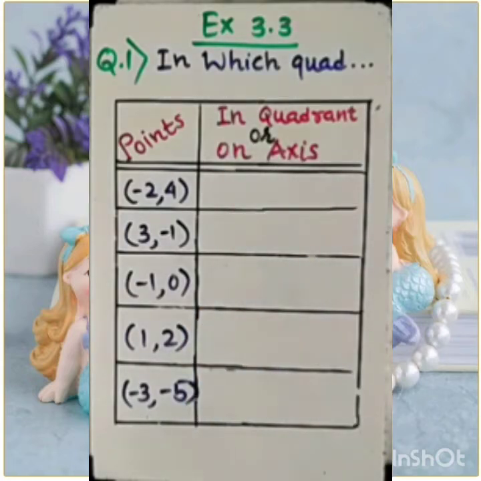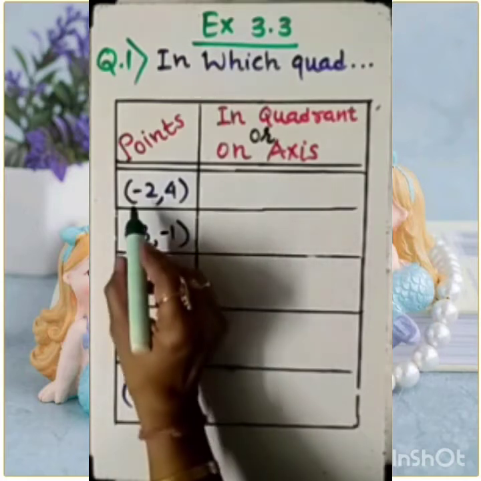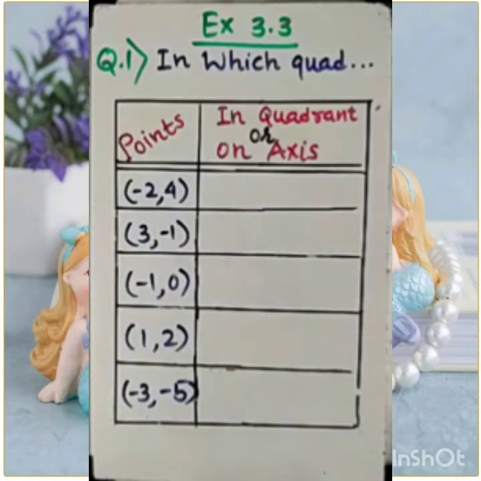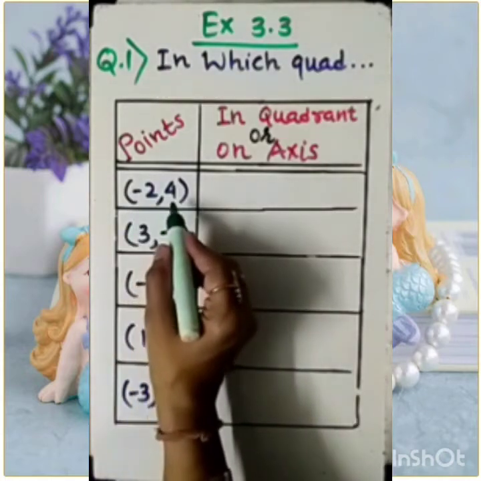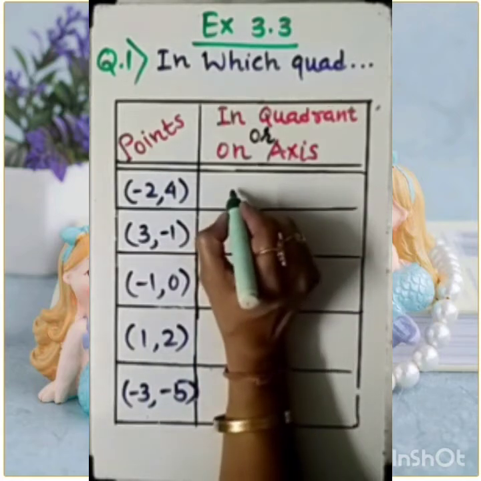Fine. So dear student, according to the signs of the coordinates, we can say which quadrant they lie in. As you know, here (-2, 4) has signs minus, plus. Of course, minus plus lies in the second quadrant.